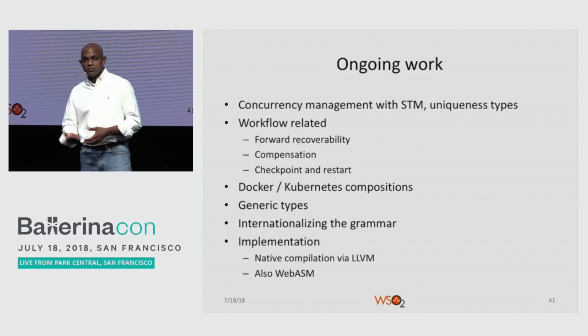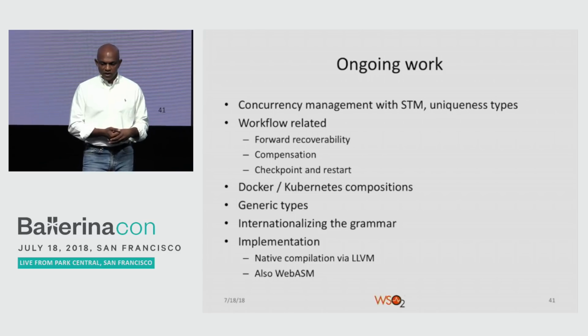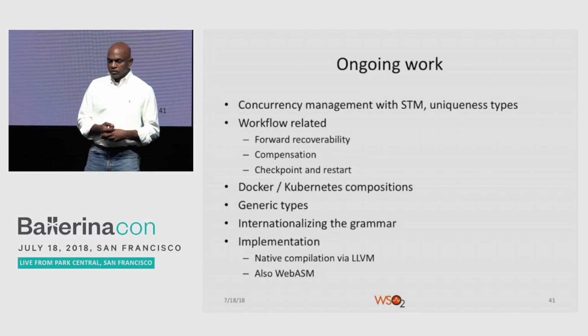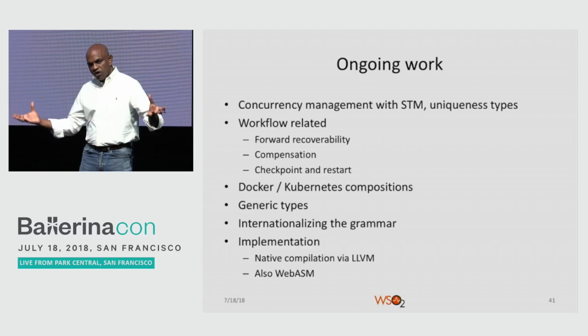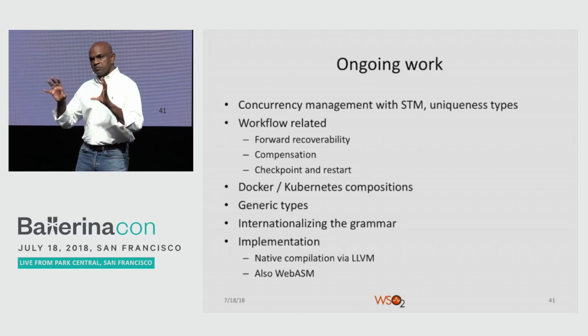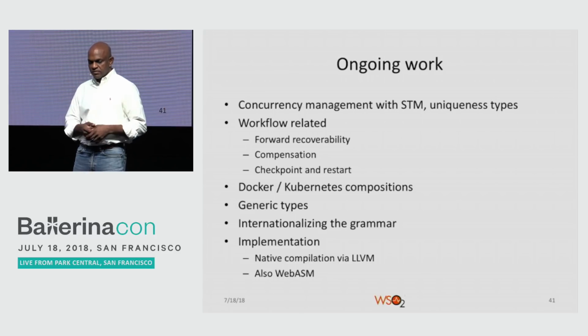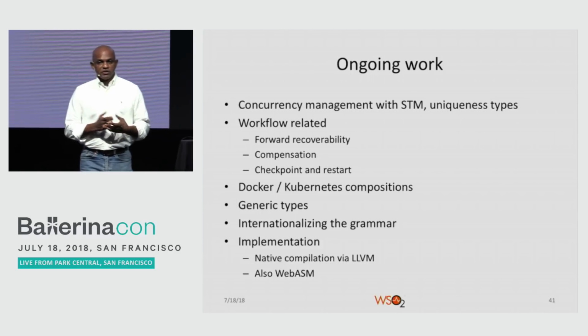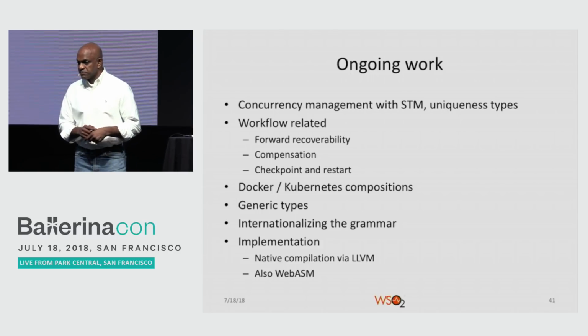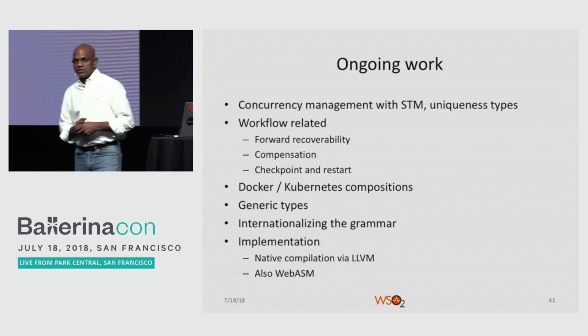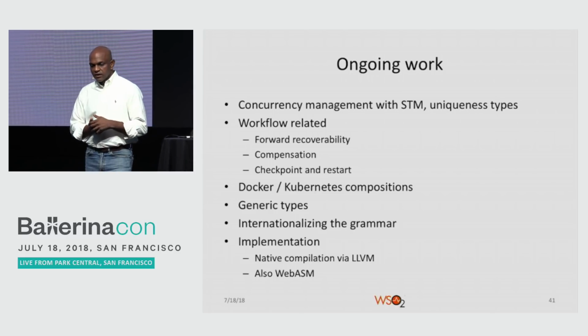We have a 2PC transaction that Aziz is going to talk about. There will be a compensating one coming up as well. There's some work we're trying to do to make the Docker and Kubernetes stuff support composite applications, and we won't talk about that right now. Generic types are one big thing: if you look at the type system, there's one big type system component that is missing yet. That's on our list to get done.